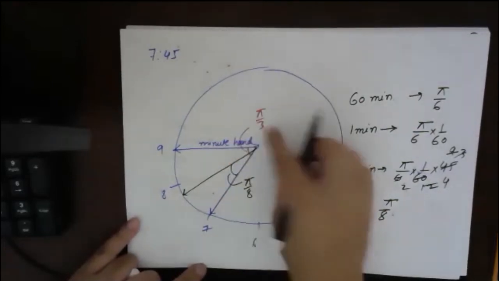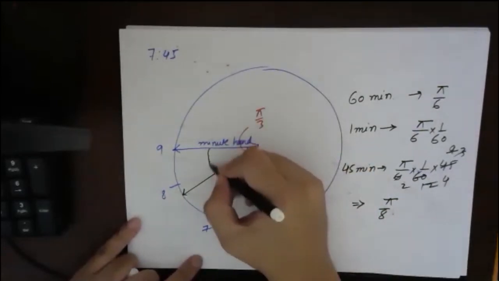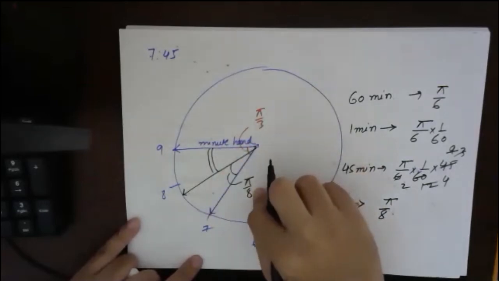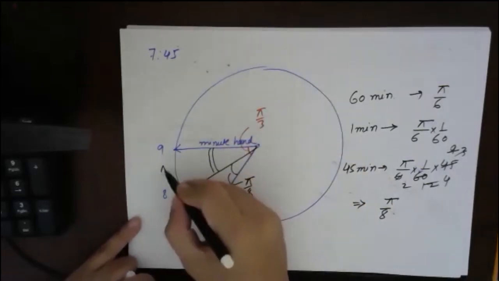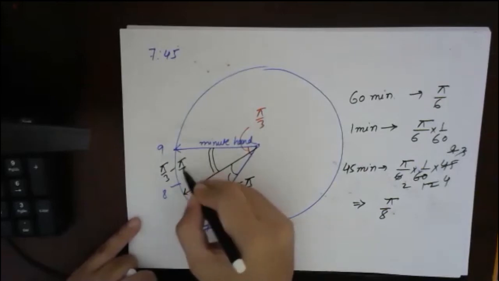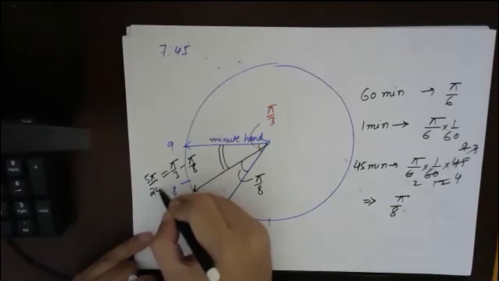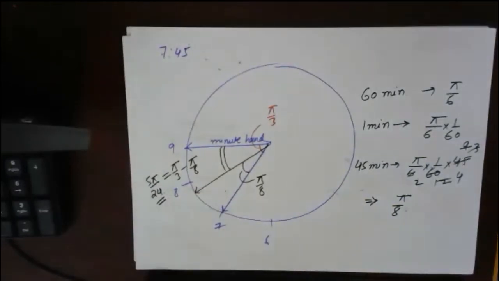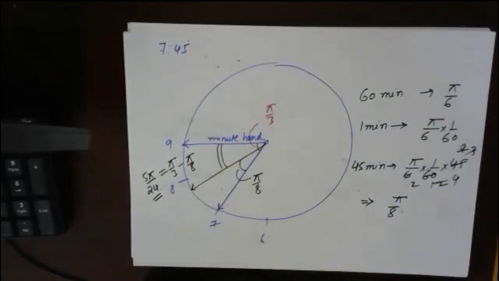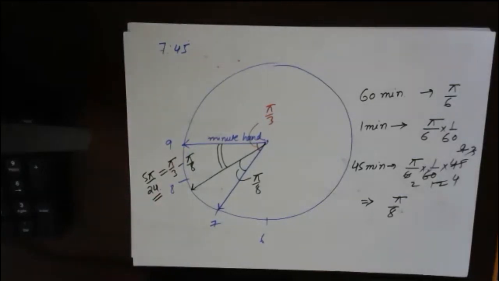This total angle is pi by 3. So I can find this angle by subtracting pi by 8 from pi by 3. So this is pi by 3 minus pi by 8, which is nothing but 5 pi by 24. Understood? Just everybody check once again. Is everybody able to understand now, who were not able to understand before? Yes, excellent, very good.